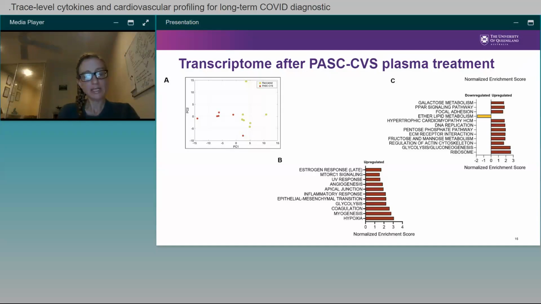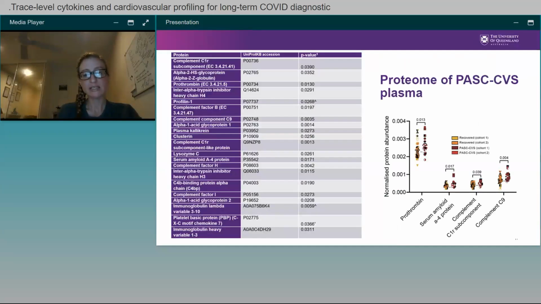And to me, this probably isn't too surprising because we know that plasma has a lot of things in it aside from just cytokines. So what we wanted to do is see if there was other markers in this plasma that were indicative of long COVID. So to do this, we took our long COVID plasma and we took our recovered plasma and we performed proteomics. What we saw was a whole list of proteins that were upregulated in our long COVID plasma compared to our recovered plasma, and also compared to our healthy controls or individuals who'd never had SARS-CoV-2.